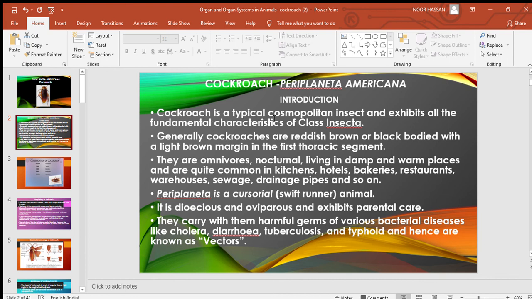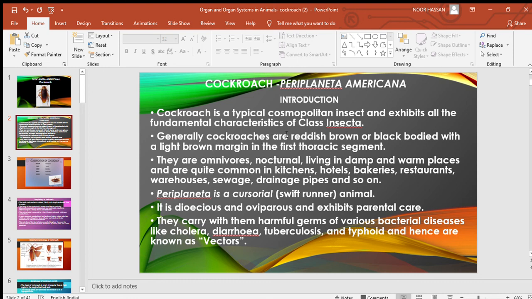It's a typical cosmopolitan insect. Cockroach is very common. We can find it anywhere, so it is a cosmopolitan insect. Cosmopolitan refers to the common occurrence of this insect, and it exhibits all the fundamental characteristics of class Insecta. It belongs to the class Insecta, so naturally it exhibits all the fundamental characteristics of class Insecta.